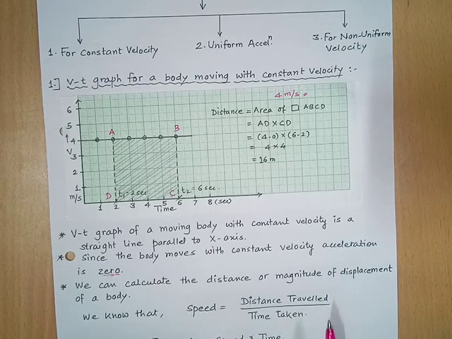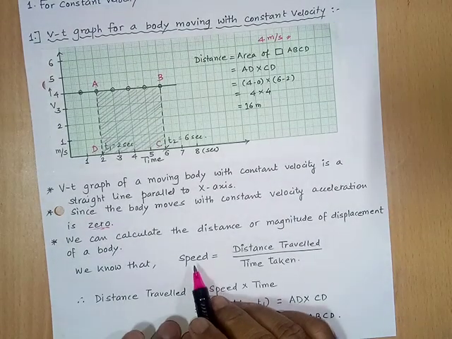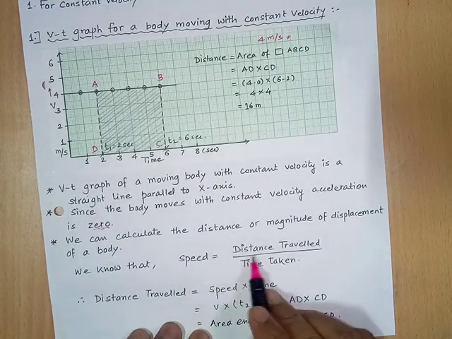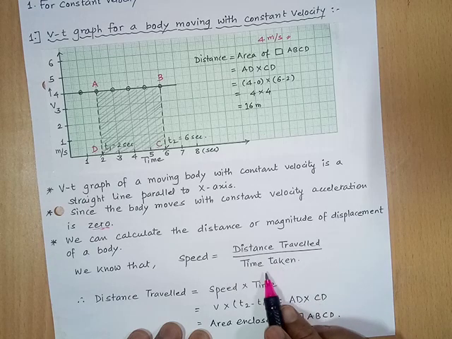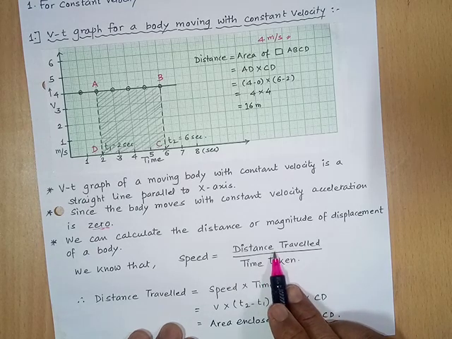Now how can we calculate the magnitude of displacement or the distance covered by the body? Let's try to understand it. I know that from the formula, speed is equal to distance traveled divided by the time taken by the object to cover that particular distance.